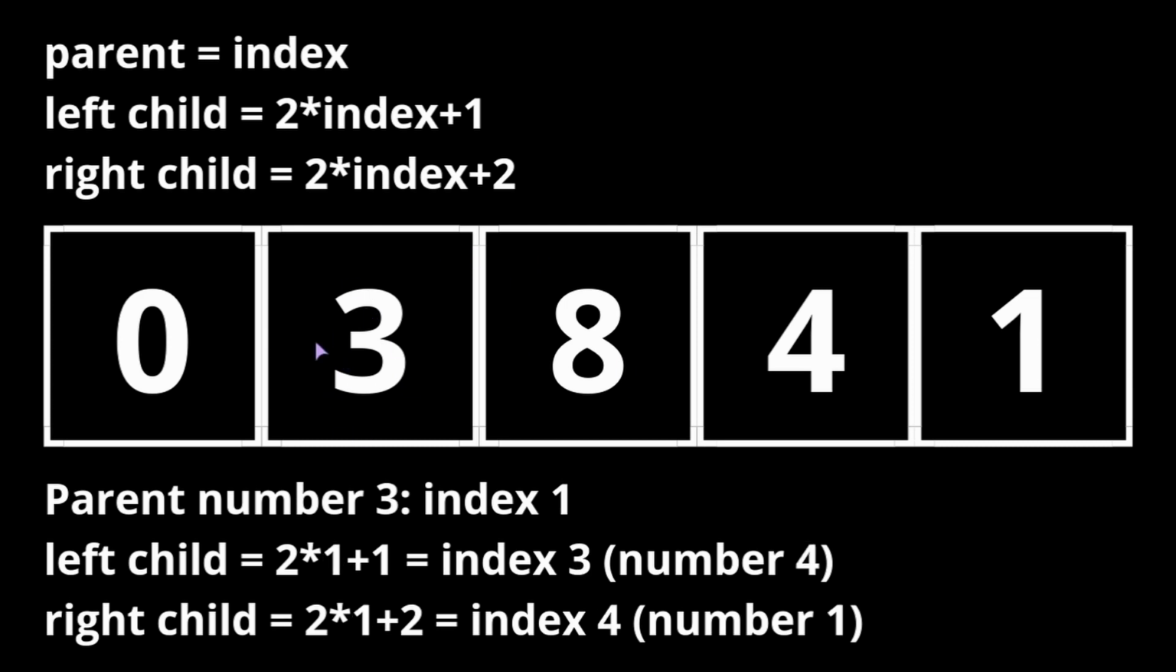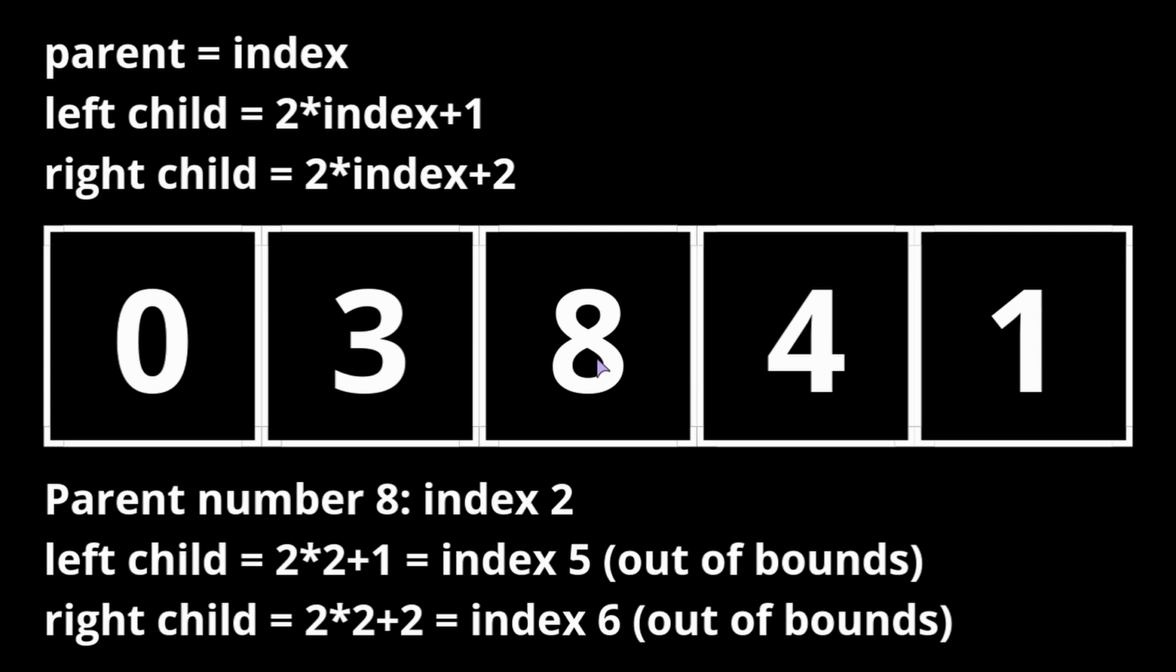Moving on, we have number 3. So our parent number now is number 3, so this is a subtree of the original tree, and this is at index 1. So the left child of number 3 is 2 times 1 plus 1. This is index number 3, represented by number 4 here on the array. And the right child of number 3 is 2 times 1 plus 2. So this is index number 4, represented by number 1 here.